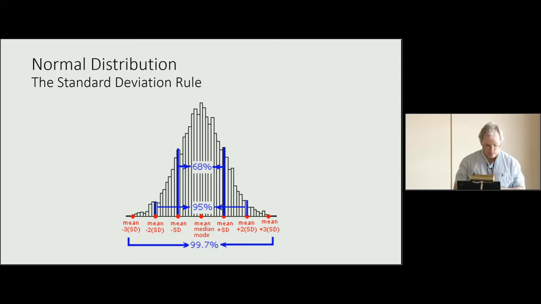What's nice about the normal distribution is we use the standard deviation rule. So we know that with the normal distribution, 68% of the observations are going to fall within one standard deviation of the mean. 95% will fall within two standard deviations of the mean. And 99.7%, or virtually all the observations, will fall within three standard deviations of the mean.